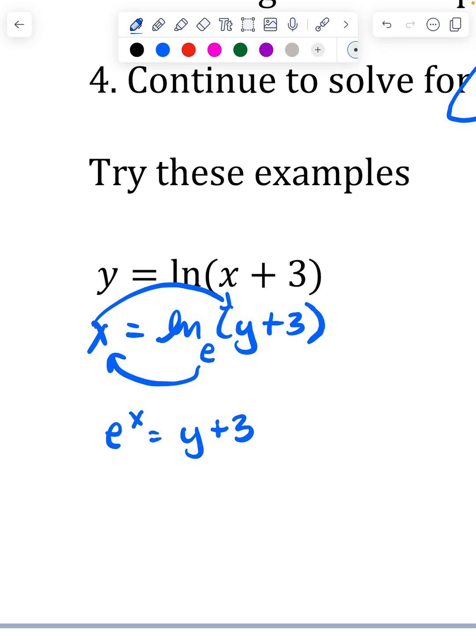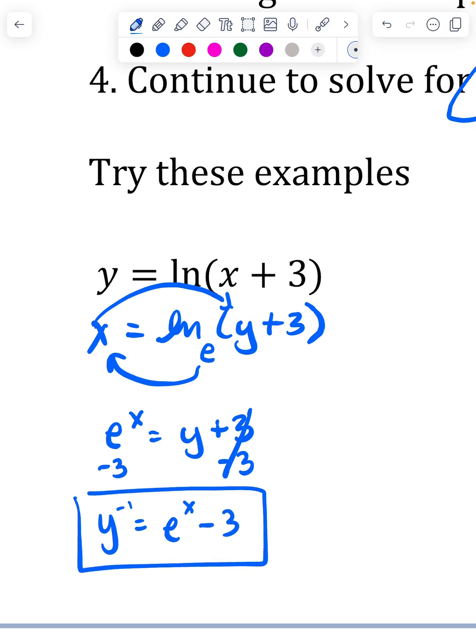Now in this particular problem, y is not alone, but it's an easy fix. I take 3 away. So my inverse is going to be e to the x power minus 3, which makes sense because up here I have adding, so I expect subtracting. Up here I have a log base e, so now in the end I have an exponent of base e.